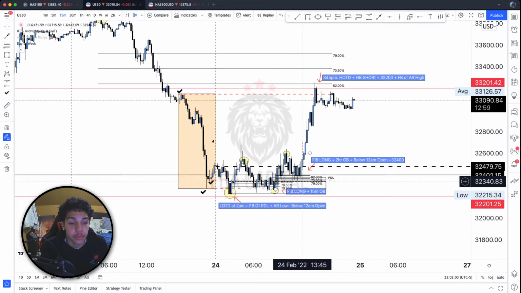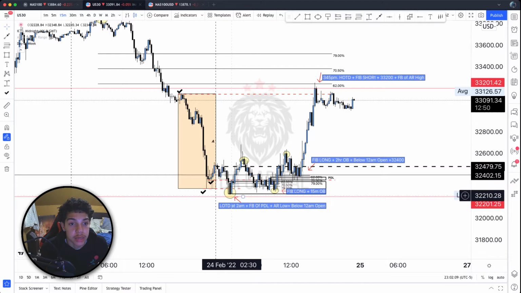You could have got one in here and then one in here if you would have missed it. But ideally, both of these trades were still holding this order block that was created during the London session. That's why this low of the day is very important. Price never came back to this low.